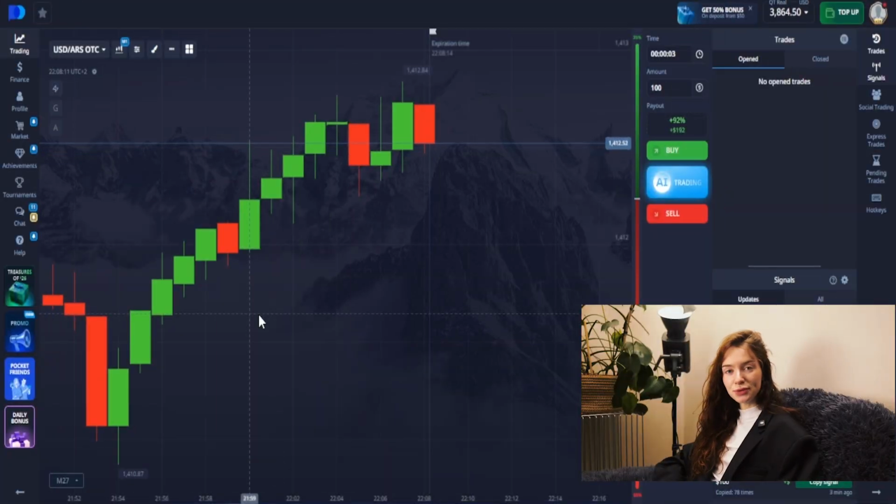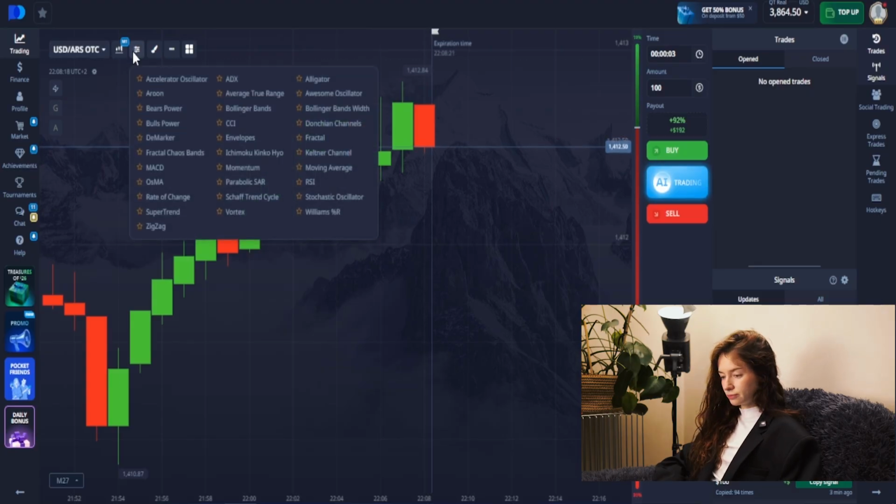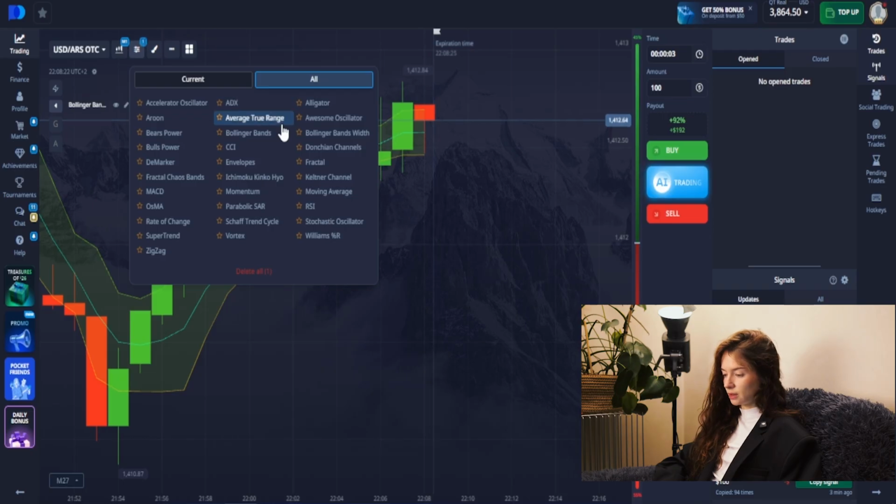Today we use two indicators. The first one is Bollinger Bands. I'll select it now. We choose indicators here.